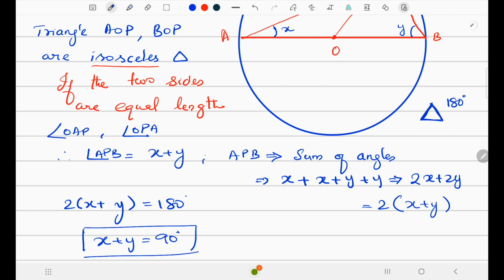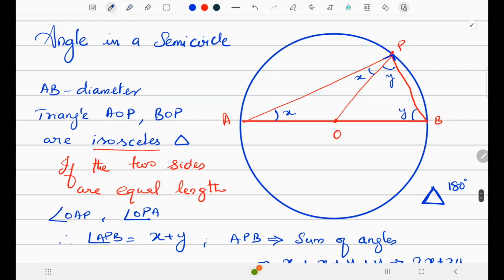Keeping this in mind, in any such triangle, the angle at P is 90 degrees. Summarizing: any triangle drawn in a circle with two points on a diameter and the third point somewhere on the circumference will be a right angle triangle. Very simple. If I draw a triangle keeping one side on the diameter and the third point anywhere on the circumference, the angle at that point is 90 degrees, that is a right angle triangle.